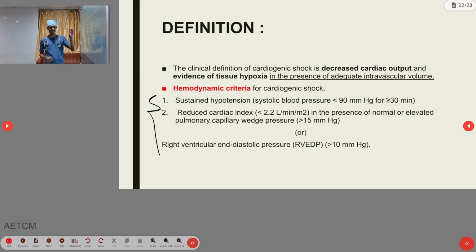cardiac index. Cardiac index means the amount of blood that is ejected from the left ventricle in a minute to the body surface area. So the amount of blood ejected from your left ventricle per body surface area in 1 minute is less than 2.2. Or if the person has a Swan-Ganz catheter, pulmonary capillary wedge pressure is more than 15 mmHg, and right ventricular end diastolic pressure is more than 10 mmHg. Just for the knowledge, you can remember.